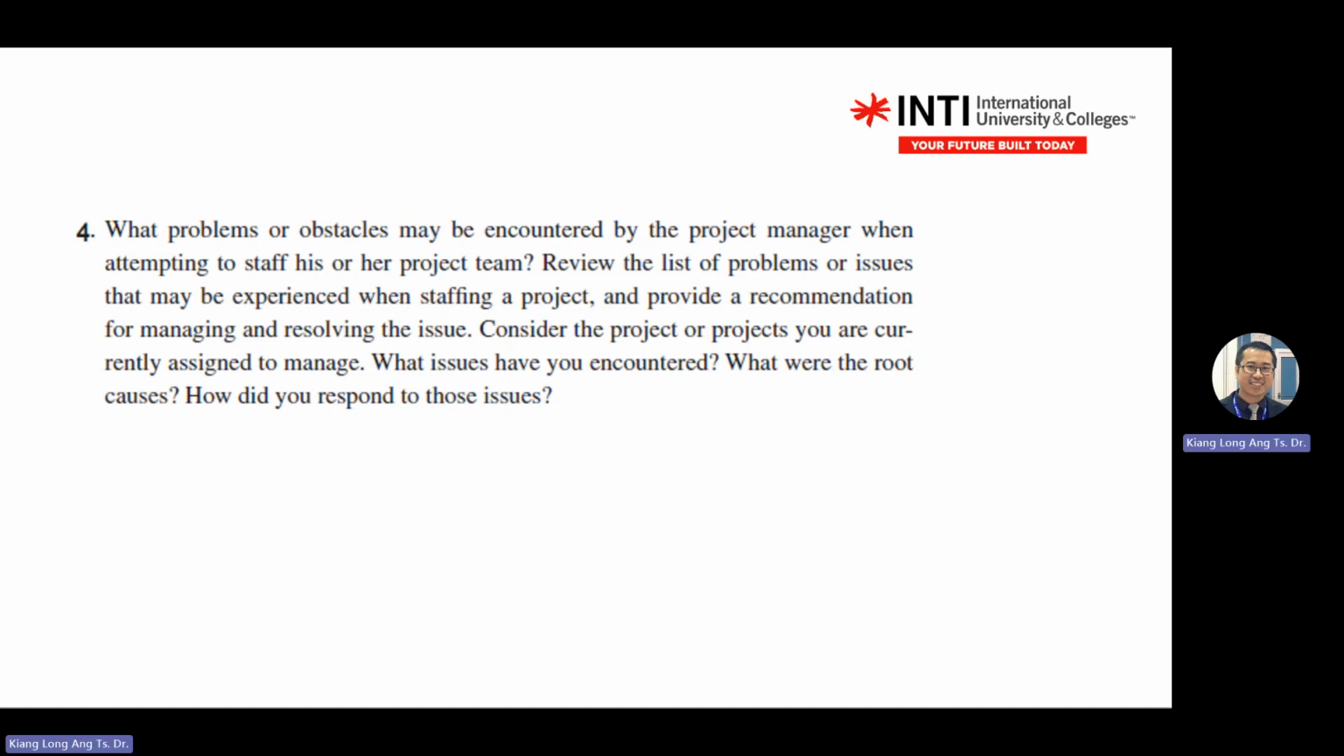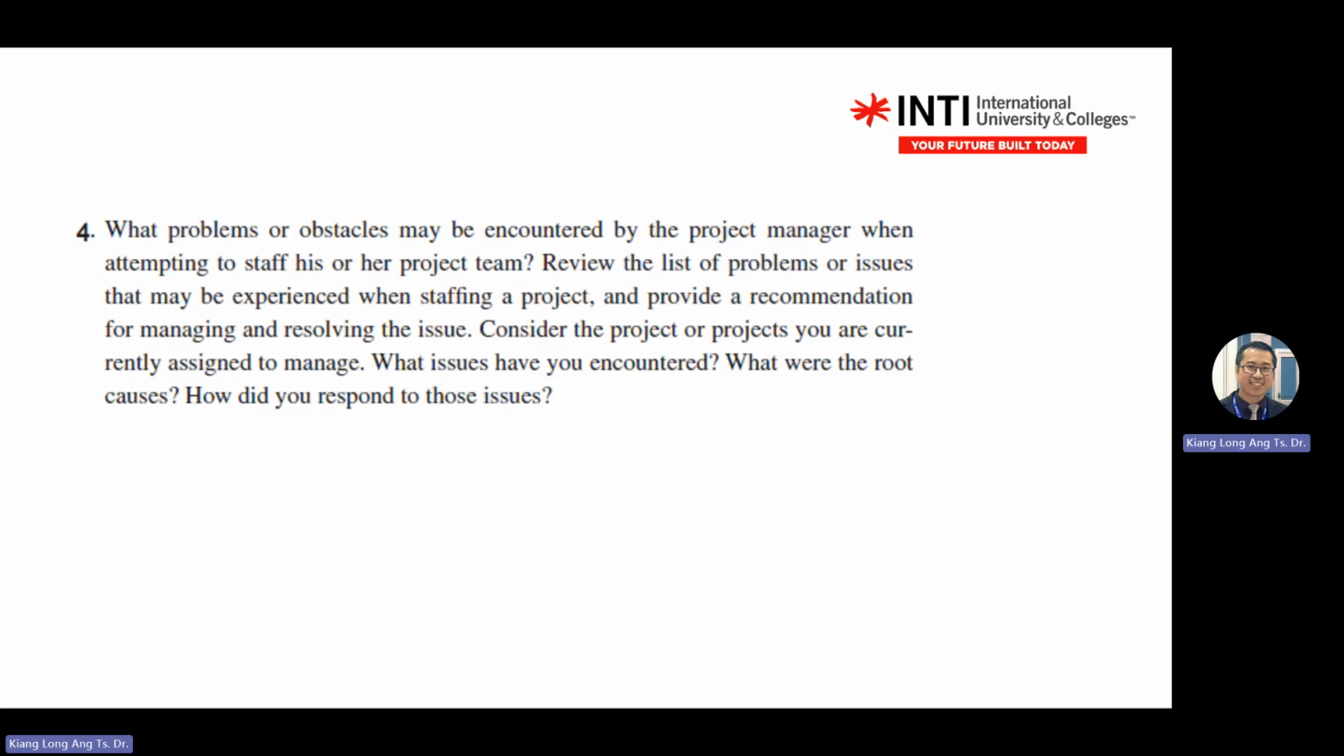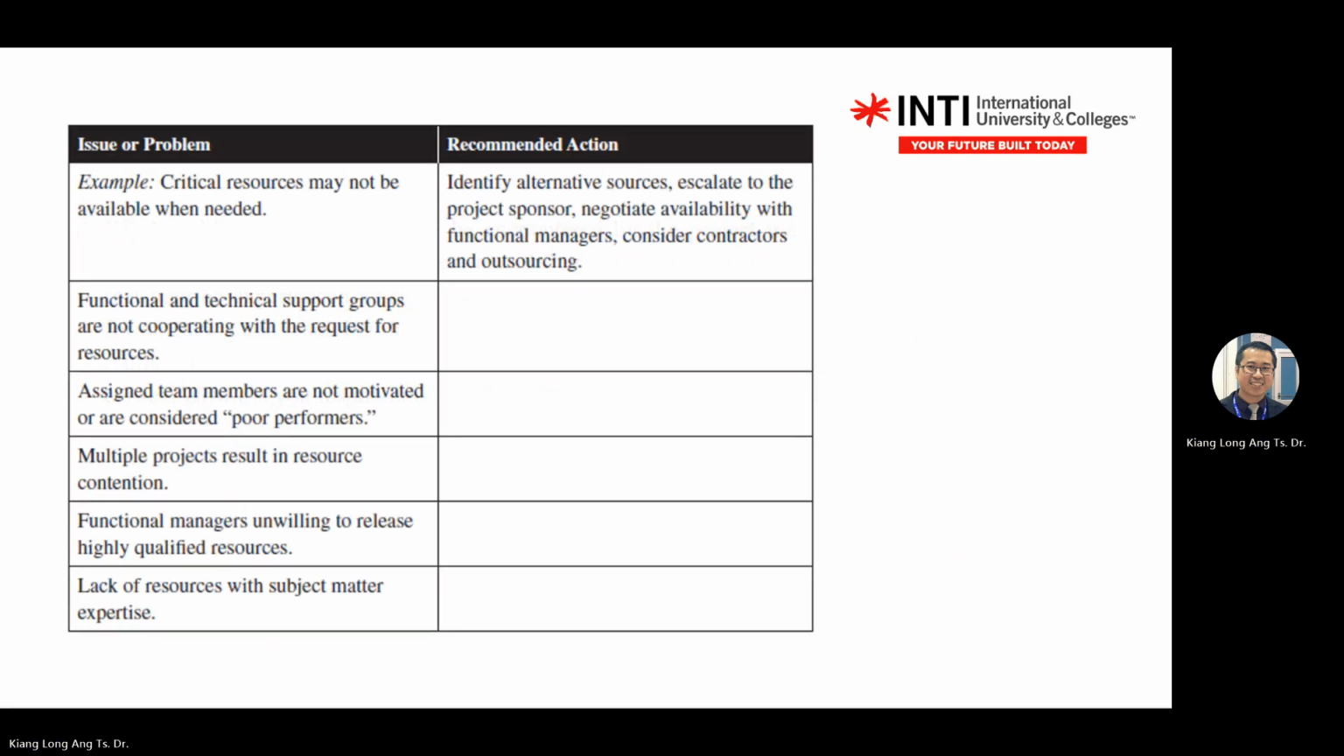Obstacles, these are the problems. This one is chapter 4, question 4, at the back of your slides. For obstacles, you need to review the problems and provide solutions. For whatever issue you mention in your answer, you should say what the issue is and how you respond to it. For example, this is also a very popular question: you have an issue with critical resources. The keyword there is find alternative.